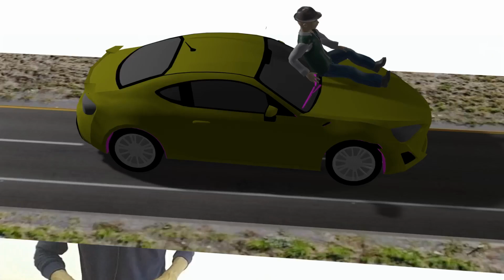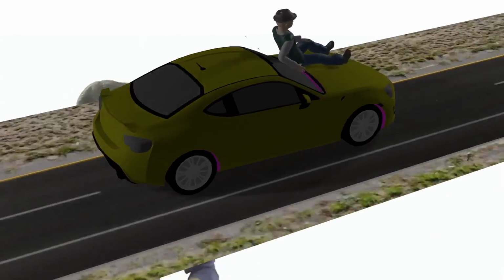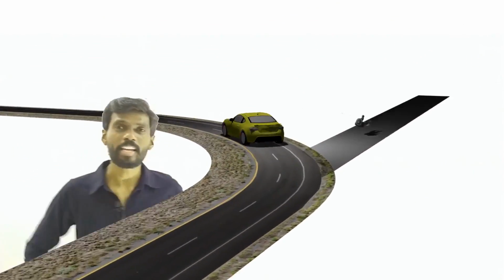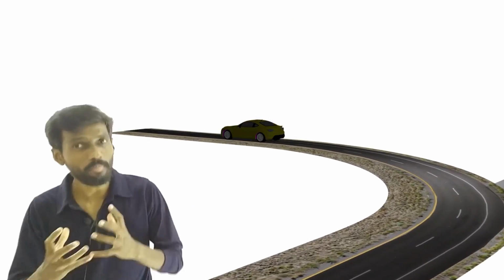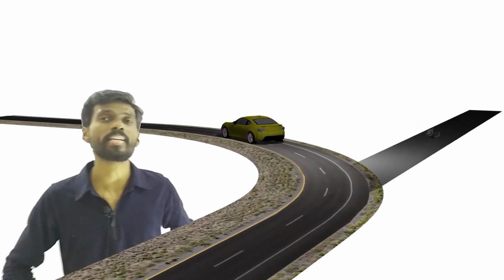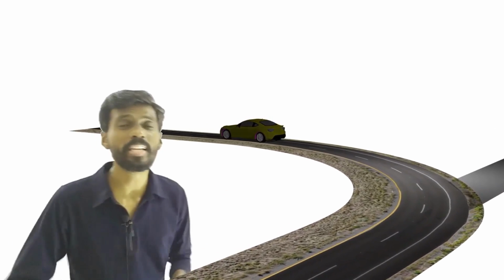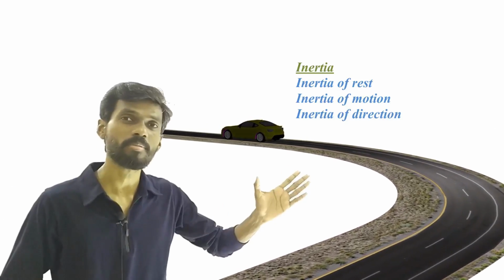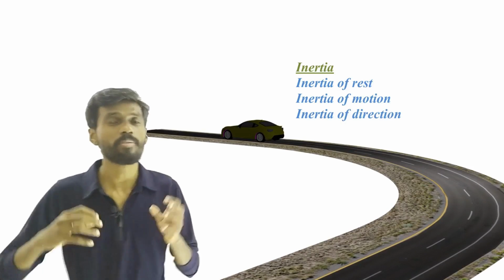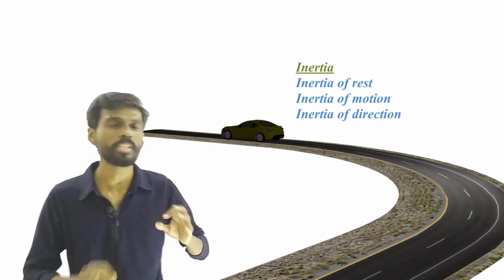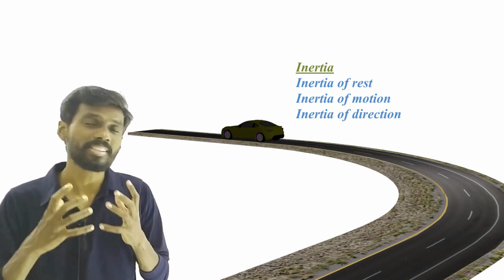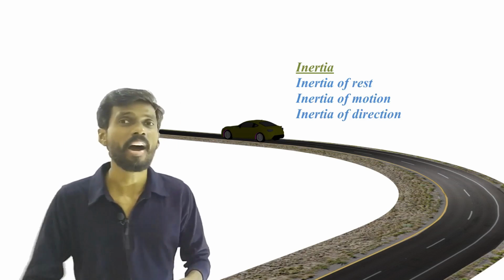Now this time he instructed the driver not to apply brakes without his permission. Let's see what happens. Again he fell down, because some force acted on the car which changed its direction, but there is no force acting on him to change his direction, so he continues moving in the same direction. This is inertia of direction. The direction can change only when a force is applied. No force is applied on him, so there is no change in direction.